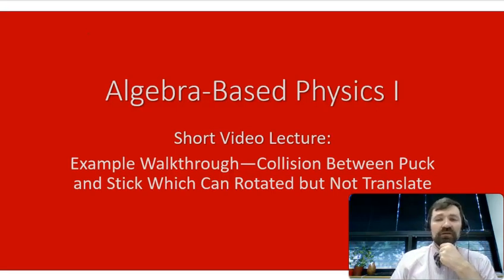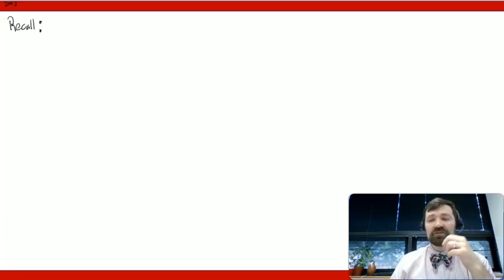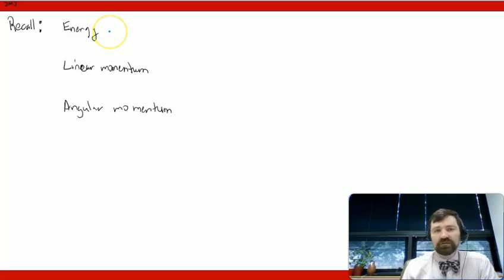Before we get into the example, it's worth recalling the background information to this video. This is part of the series of videos I've been making about rotational dynamics and specifically collisions between extended body objects. So it's worth recalling the relevant conservation laws. This includes energy, linear momentum, and angular momentum.